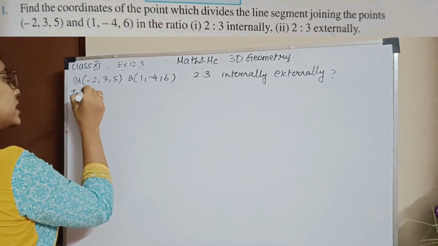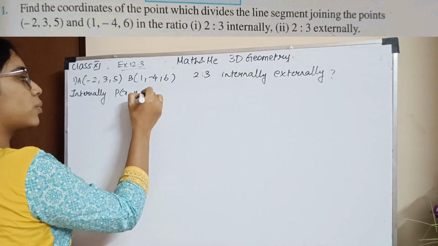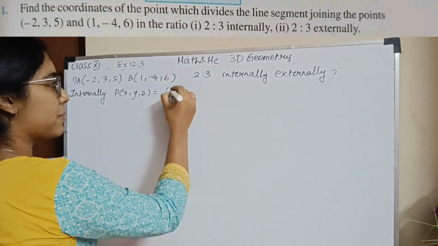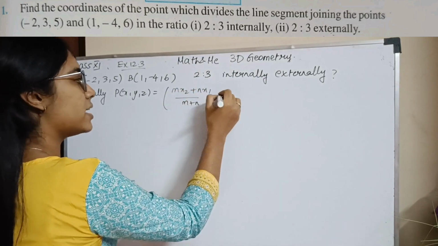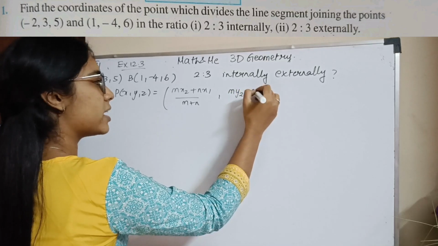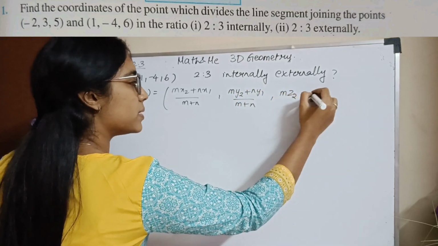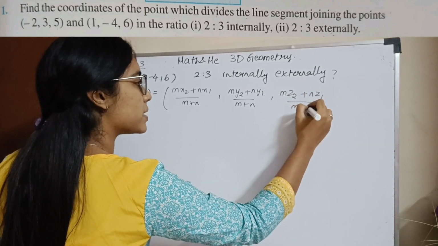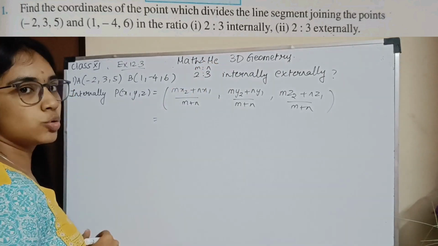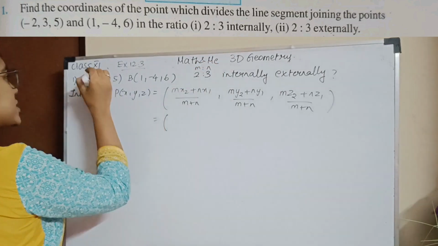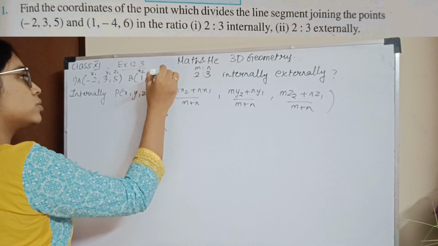First, internally. I'm going to name the point P as x, y, z. So I have (mx2 plus nx1) divided by (m plus n), (my2 plus ny1) divided by (m plus n), (mz2 plus nz1) divided by (m plus n). So substituting in the formula, this is my m is to n. So m value is 2, n value is 3. So I'm going to name these points as x1, y1, z1, x2, y2, z2.